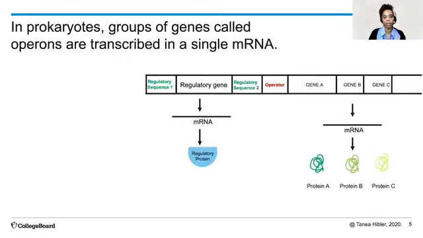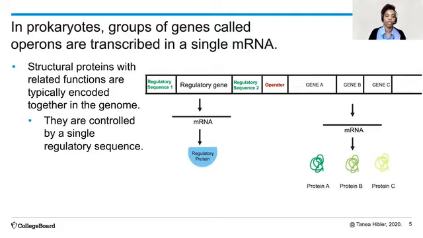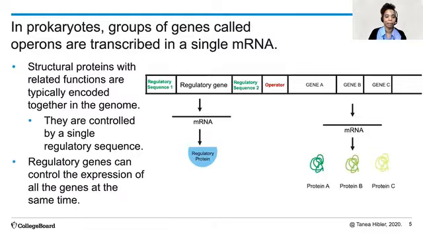In prokaryotes, groups of genes called operons are transcribed in a single messenger RNA. Structural proteins with related functions are typically encoded together in the genome. So they're related to each other, these genes that are going to be transcribed together. They're controlled by a single regulatory sequence. And regulatory genes can control the expression of all the genes at the same time.